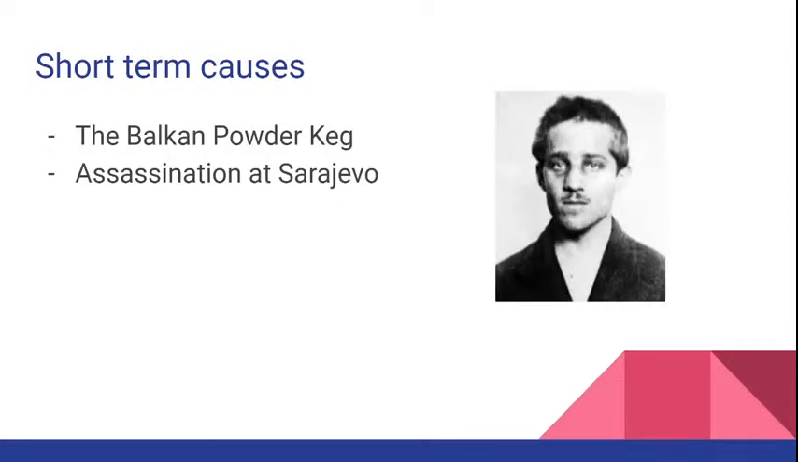So the last thing we're going to talk about today is the short-term causes of World War I. One thing that describes the whole World War I happening in the Balkan region would be the Balkan powder keg. The Balkan region was commonly referred to as a powder keg. If you don't know, a powder keg is pretty much a barrel filled with gunpowder. So, as you may imagine, it is definitely susceptible to ignition from just a tiny spark.